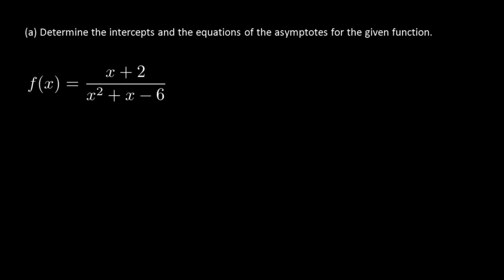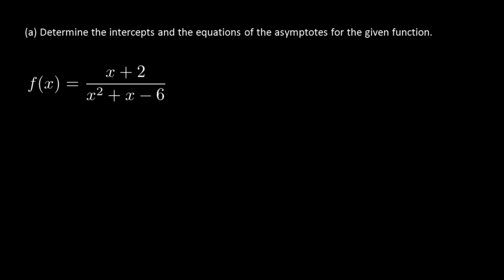Okay, determine the intercepts and the equations of the asymptotes for the given function. And we have a rational function sitting in front of us, f of x, with a linear expression in the numerator and a quadratic expression in the denominator, which is a little bit new. And remember, if the denominator is equal to 0 or can be equal to 0, that of course is going to allow us to find some vertical asymptotes.